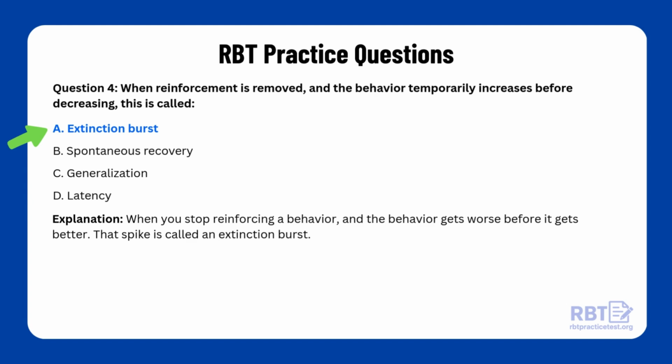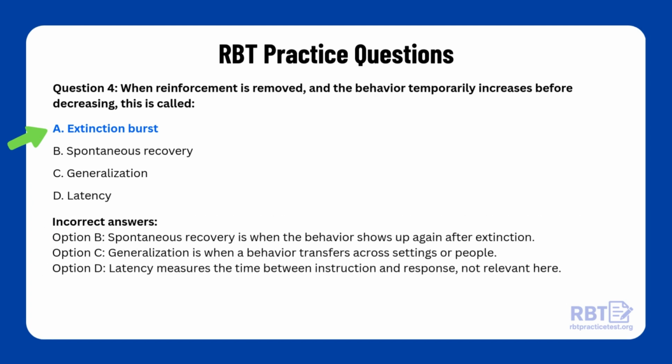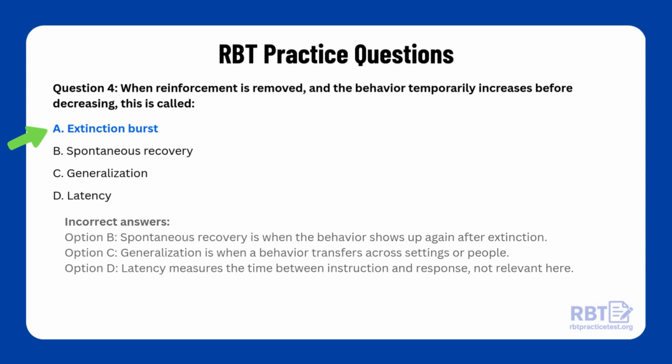Now for the wrong answers. B is spontaneous recovery, which is when the behavior shows up again after extinction. C is when a behavior transfers across settings or people. And D measures the time between instruction and response. Not relevant here. So that big behavioral flare-up, that's your extinction burst. All right, let's move on to question number 5.